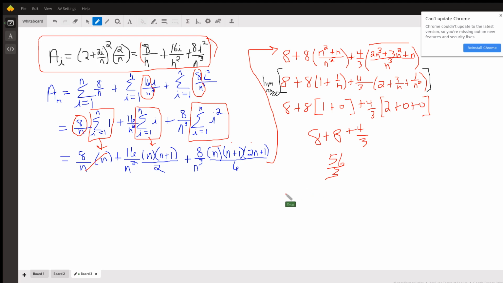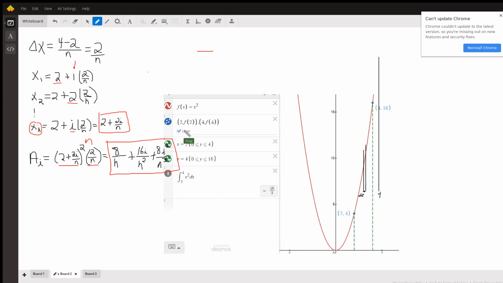And if I go to the previous board, you can see that I did evaluate that here, even though we were told not to, using a definite integral. Same number, 56/3. Okay, there you go.